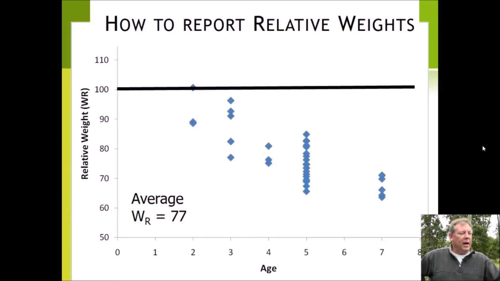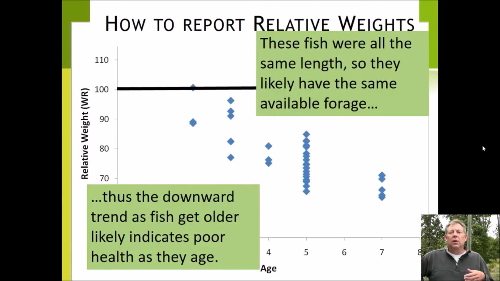And here we go back to my crappie and the relative weight versus age, and this is just reiterating what I said earlier. They were all the same length, so they all likely have the same available forage. So this would be a situation where you say, well, maybe it's something other than forage that's driving that condition factor, because they were all from the same pond and they all should have the same forage because they're all about the same size. Now maybe the older ones are not as good at catching the forage. That could be something, but it could indicate just the relative effects of aging, and that older fish don't grow as well and they're in worse condition.